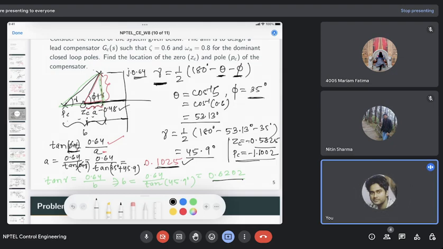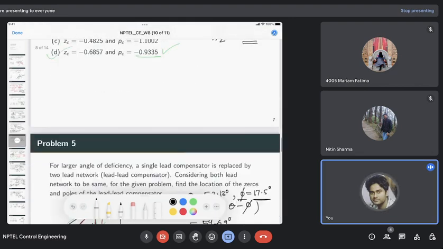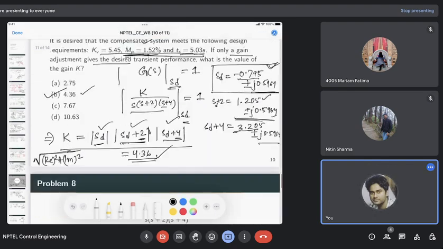Now it is possible that you already achieve your desired transient specification. So what about the steady state error? It is possible that with this compensator you can achieve whatever steady state error you require, but it is also possible that your steady state error is very poor. You want to achieve a smaller steady state error, as we have seen in the last example here.